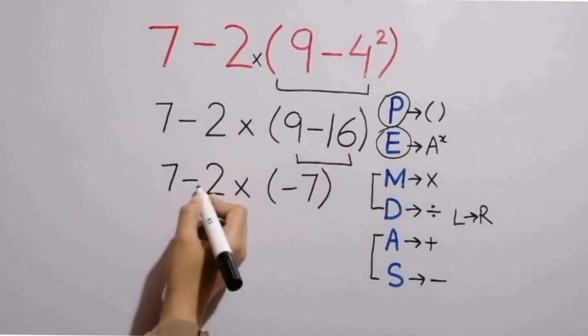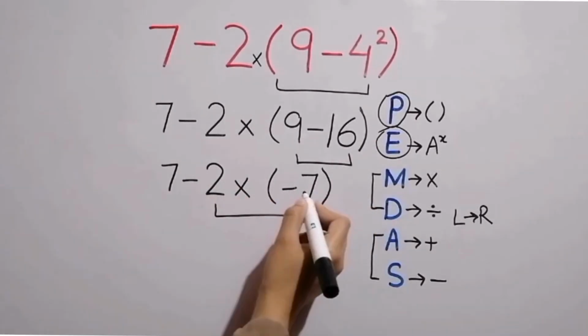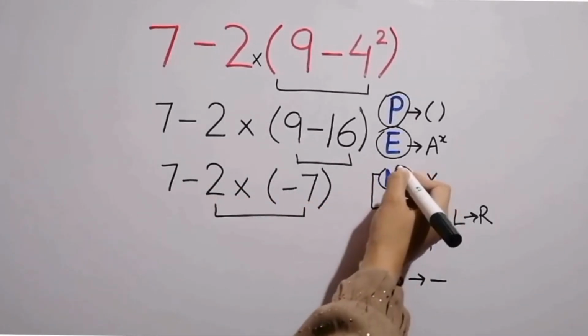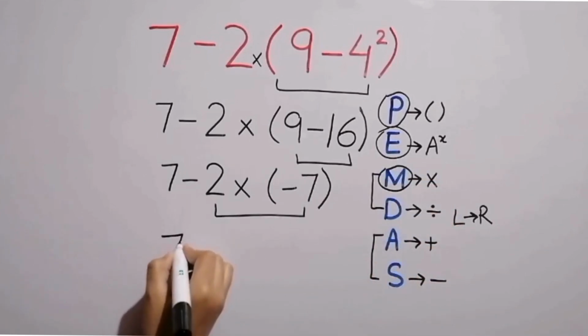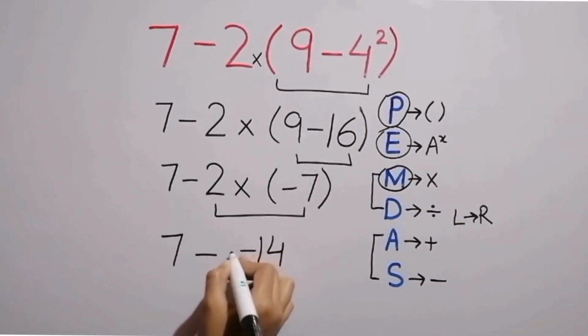Okay, now we have subtraction and multiplication. First we do multiplication between 2 and 7 because multiplication comes before subtraction. So 7 minus 2 times 7 equals 14 and minus 14 inside the parentheses.